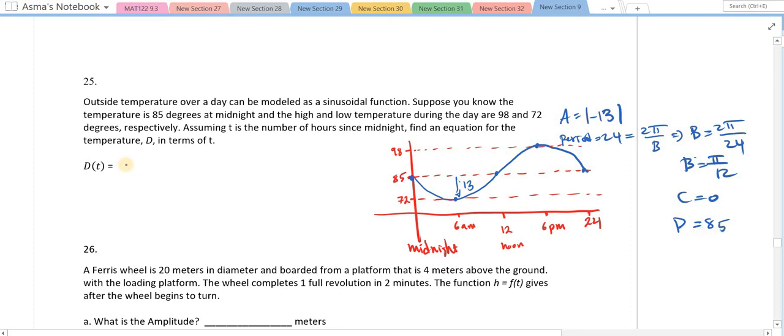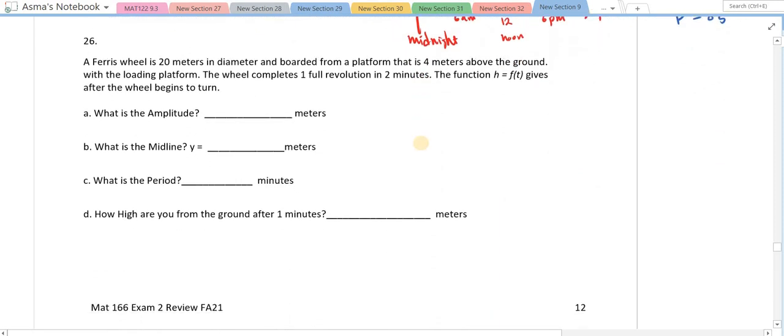Now to write the equation down. Sorry, I'm very tired, so I'm kind of not being able to focus that much. Negative 13 sine bx, which is pi over 12 times t. Time is t in this case. You don't have a c, and then plus 85. So that is how you come up with the equation for this problem.